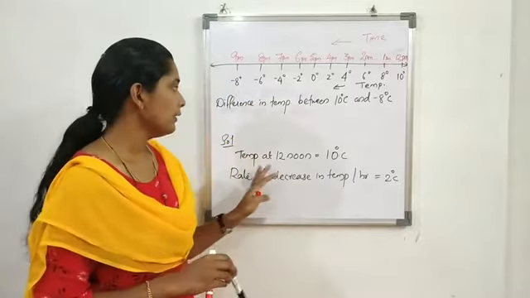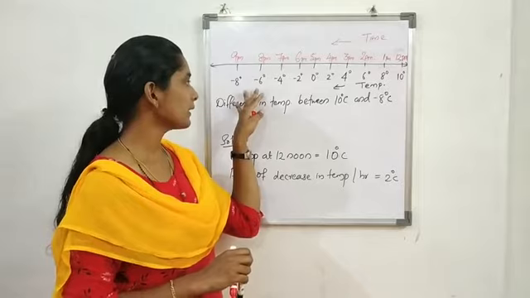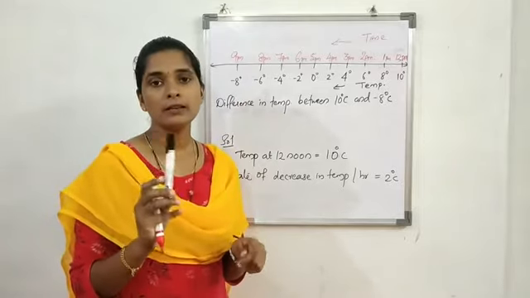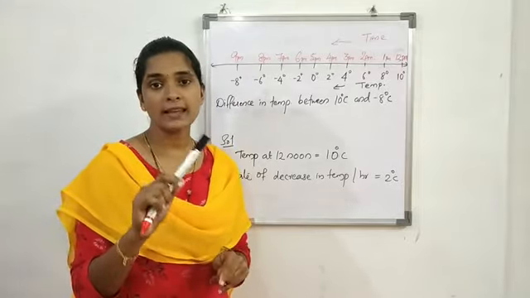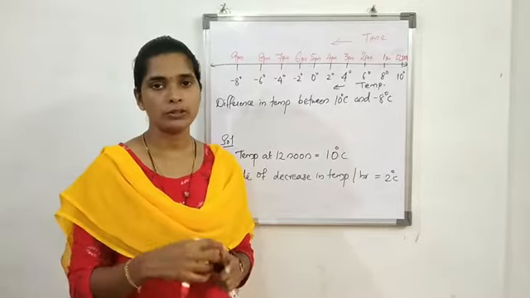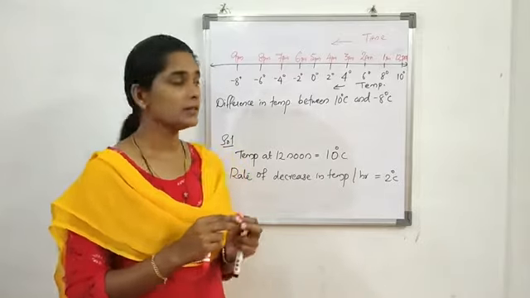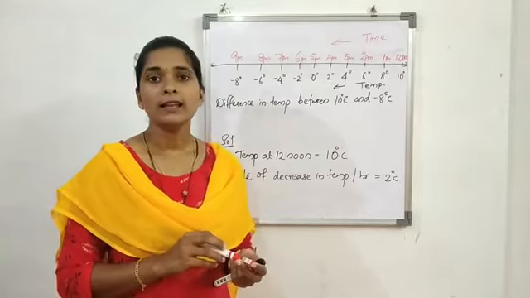So we have to find at what time the temperature will be minus 8 degrees Celsius, below 0. That means minus 8 degrees Celsius, that is at what time? That is at 9 o'clock.